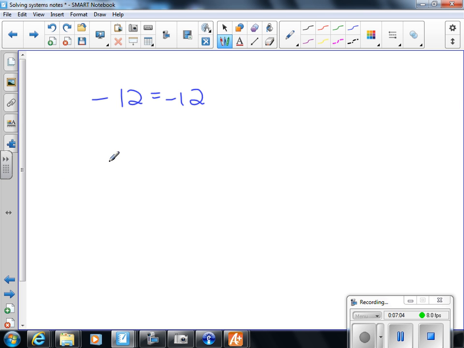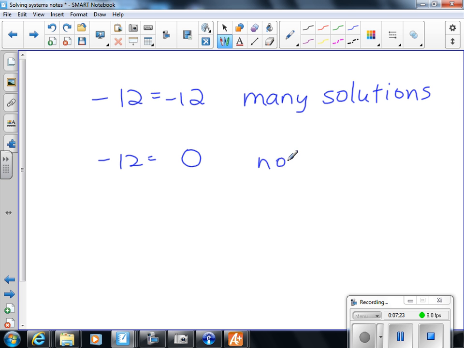But if I end up with a statement like negative 12 is equal to 0, that's not a true statement, so there are no solutions. So just be aware that if you end up that way, that you could have many solutions. They call that infinite. Many or infinite solutions, and this would be no solutions. There's no solution.